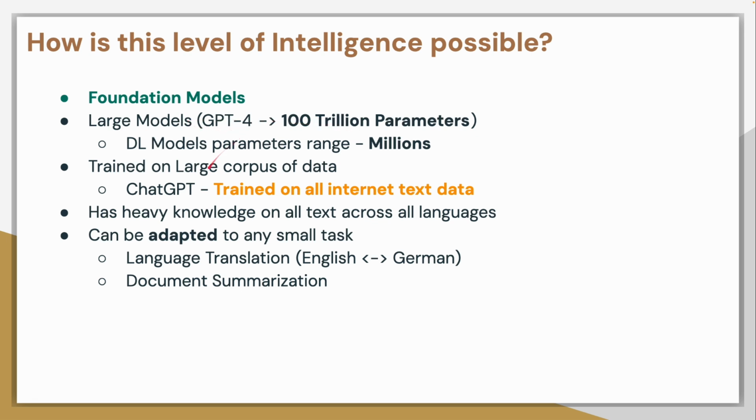And these models are trained on a large corpus of data. It is trained on all the internet data, GPT-4 or GPT 3.5, right? So automatically they have very good knowledge of all the text across all the languages because it has been trained on all the text data. And these can be adapted to any small task. Suppose you want to do language translation from English to German. Already there is a foundation model which is trained on all the text data. So it has very good information about how the text is in different languages. So it is very easy for that model to be fine-tuned for a particular task like this.